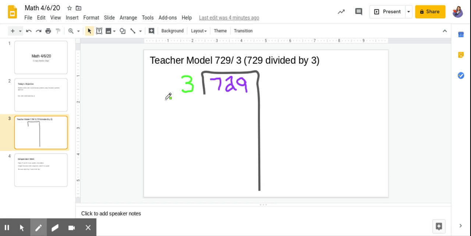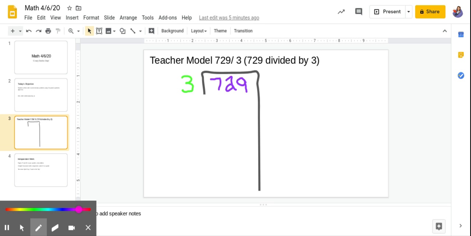And now we need to solve how many times our number 3 can fit into 729. And 729 is a pretty big number. So we're going to think big. We're not going to think, oh, let's multiply 3 by 2 or 3 or 4. We need to think bigger than that. Well, I know that 3 times 1 is 3, and 3 times 10 is 30. So 3 times 100 is 300. So even though that's close to 700, I think we can get even closer.